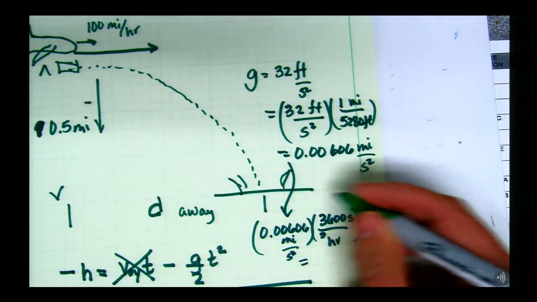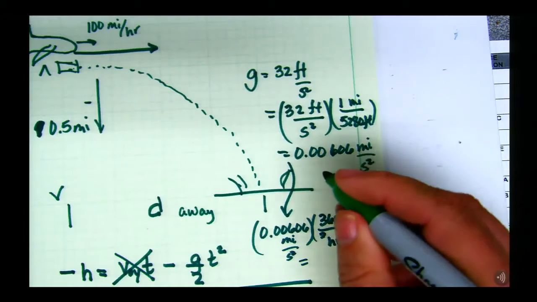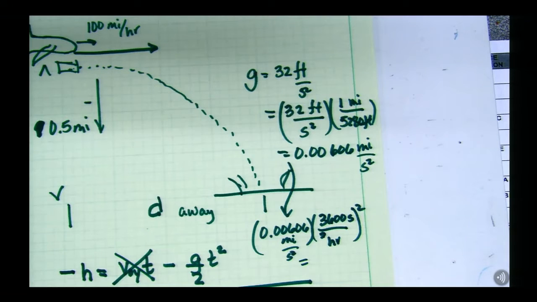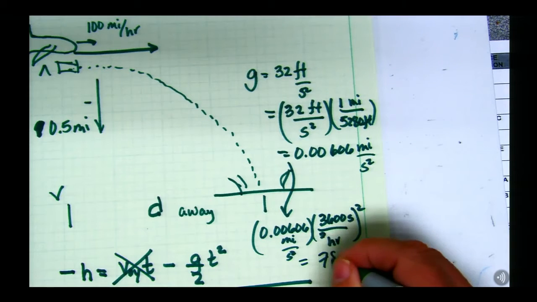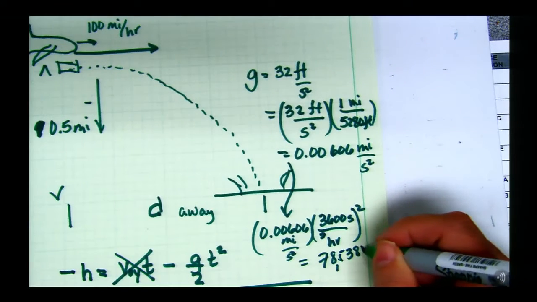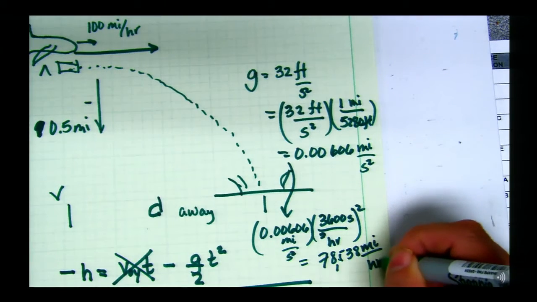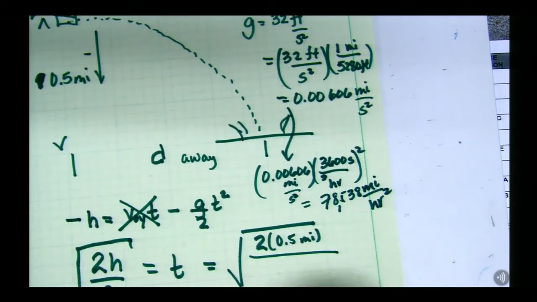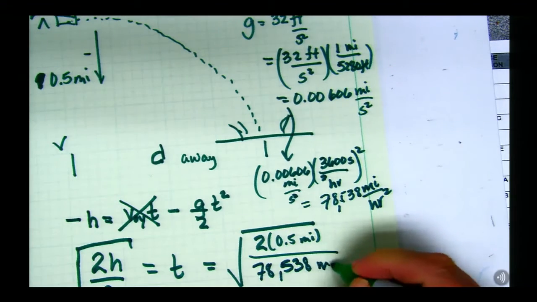3,600 seconds. Seems awfully big. 3,600 squared times 0.00606. I'm getting a number like 78538. And that's miles per hour squared. Weird acceleration number, but that's what I got. I get 78538 miles per hour squared.